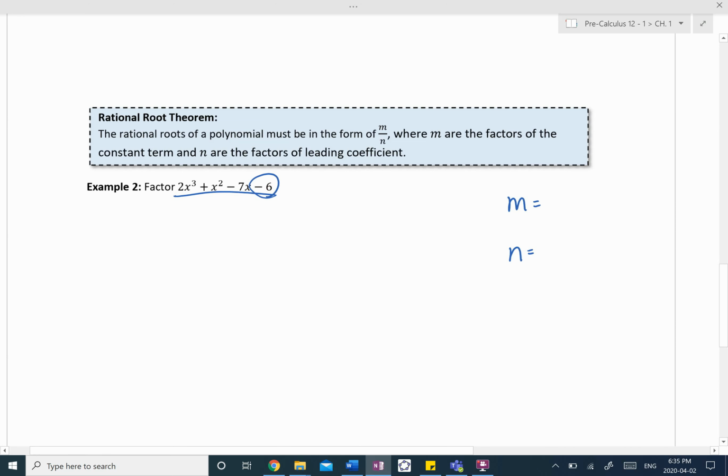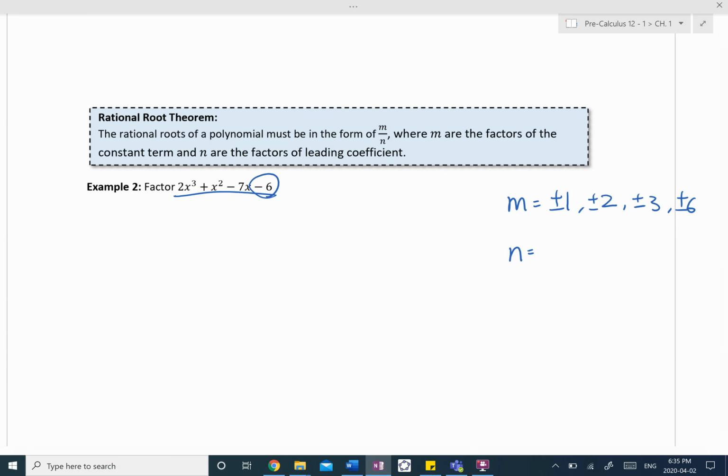So here our constant term is -6. So the possible factors of 6 would be 1, 2, 3, and 6. And the reason why I write it separately is because it could be positive or negative. Okay, so it's really positive or negative 1, positive or negative 2, positive or negative 3, or positive or negative 6.